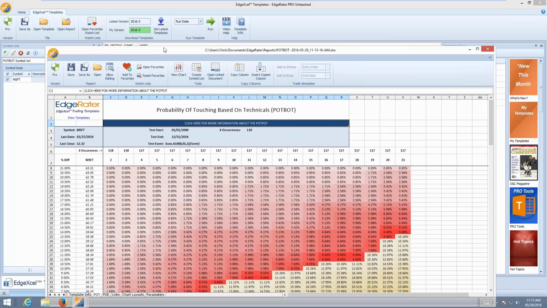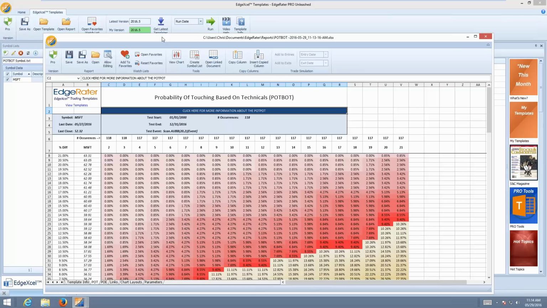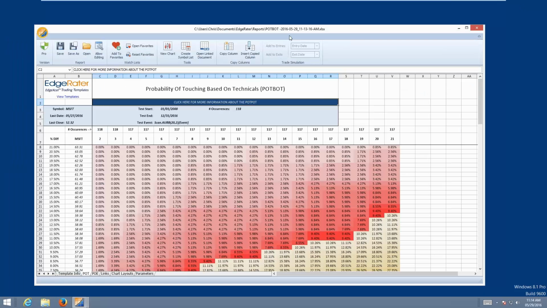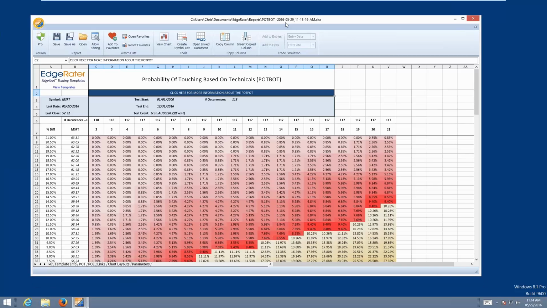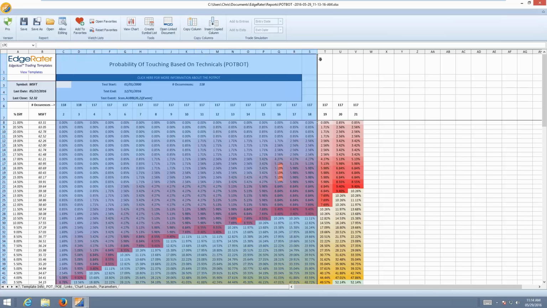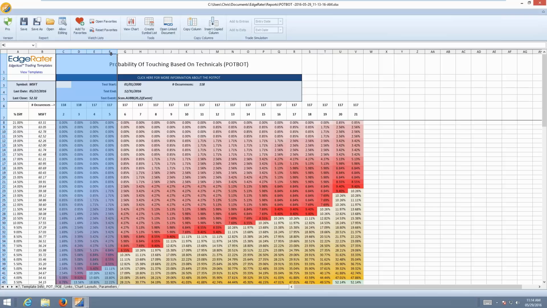Okay, and now we can take a look at the report, the report that's produced from running this template. There could be a lot of data depending on how many days you wanted to test out. Remember the default I had set in there was 21, so I've only got 21 columns of actual report data here. But if you ran this over, say, 252 days, which is a trading year, this would just go on for 252.